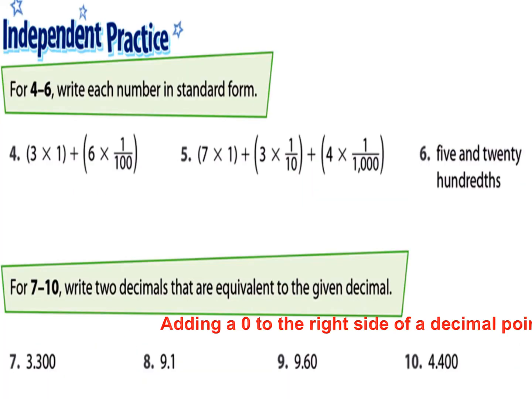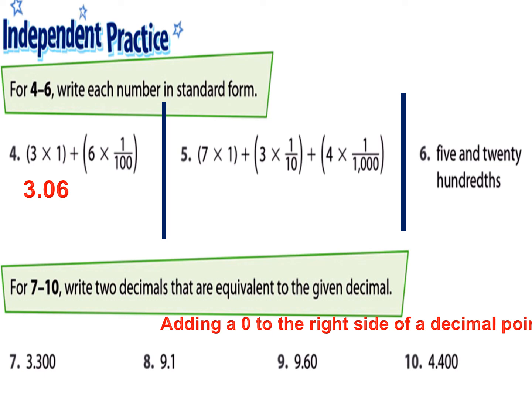Okay, question 4 to 6, write each number in the standard form. 3 times 1 plus 6 times 1 over 100. 3 times 1 means 3 ones, and 6 times 1 over 100 means 6 hundredths. So it will be 3 point. There is no tenths place, so you have to put 0 in the tenths place, and the ones place is 3. And the tenths place, of course, there is no tenths, because of that I put 0 here, and there is hundredths place, so you have to put 6 here, so it will be 3.06.